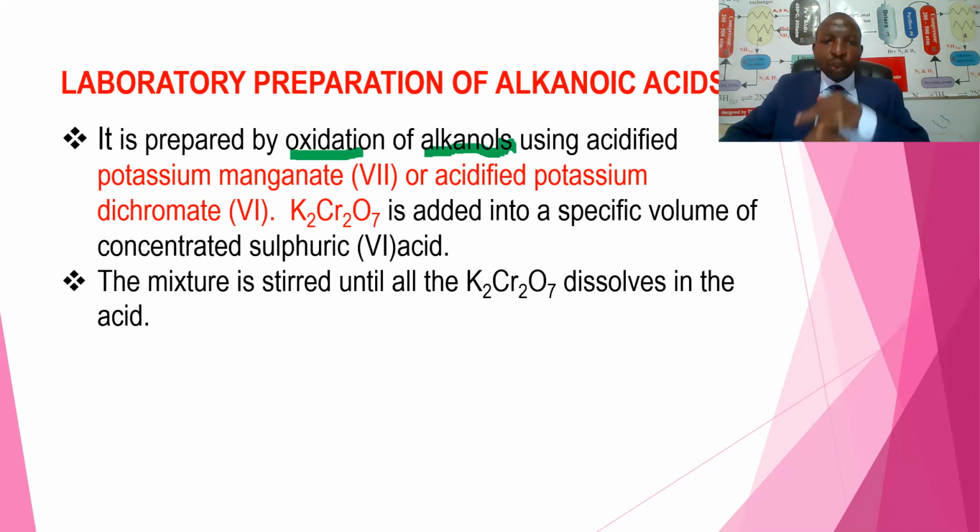So there are 3 important points. First, in manufacturing alkanoic acid, you need an oxidizing agent. That oxidizing agent must be acidified. That is the condition, and the process of preparation is oxidation. We prefer using concentrated sulfuric acid for oxidation and not hydrochloric acid, because hydrochloric acid, if used, will be oxidized to chlorine gas by the oxidizing agent. Capture that very well.